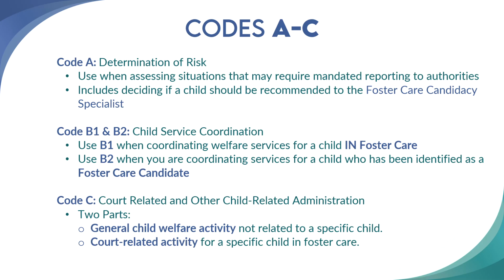Codes A through C all connect to children who are either in foster care or at risk of entering it. Code A covers activities related to assessing or reporting possible child maltreatment. Use this code when you are actively involved in determining whether a situation meets the criteria for mandated reporting or requires a foster care candidacy referral. Examples include consulting with colleagues about a disclosure, discussing whether the situation meets the threshold for reporting, or completing documentation related to that decision. It's important to note that this is a short-term activity.